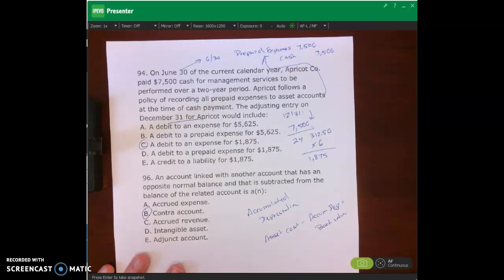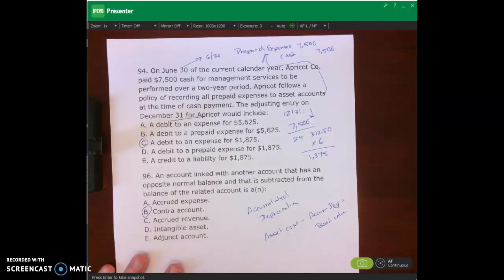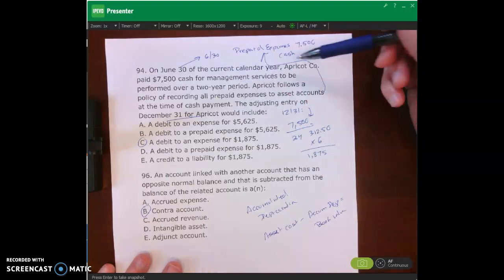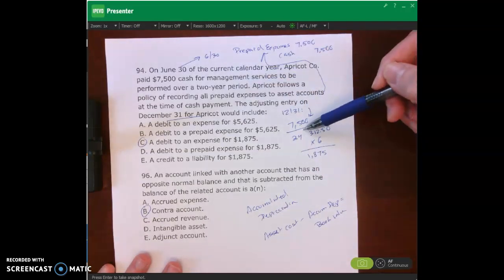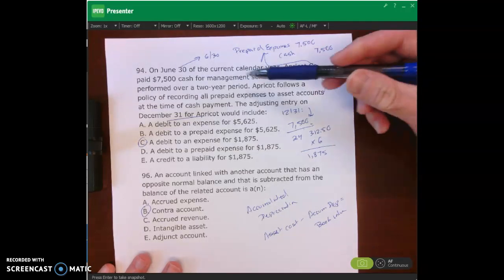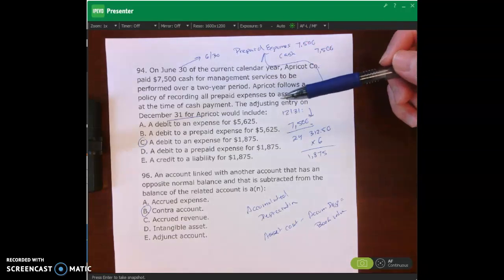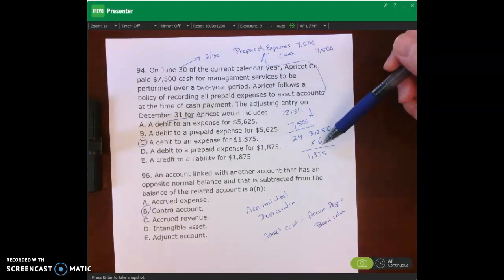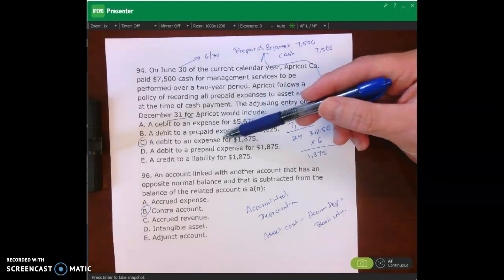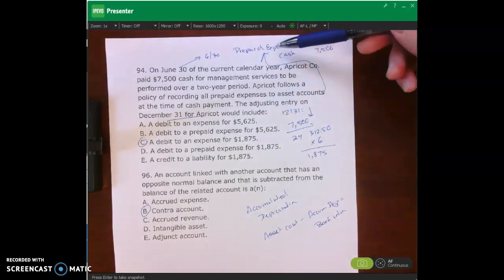Okay? The adjusting journal entry on 12/31, this is just like the prepaid insurance policy. Well, we have to take our $7,500, and this is for 2 years divided by 24 months. 2 years, 24 months gives us $312.50 per month. And then you can see July through December is 6 months. So times 6 gives us $1,875. So therefore we would debit expenses for $1,875 and then credit the prepaid for $1,875.